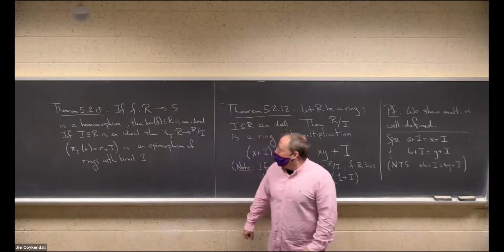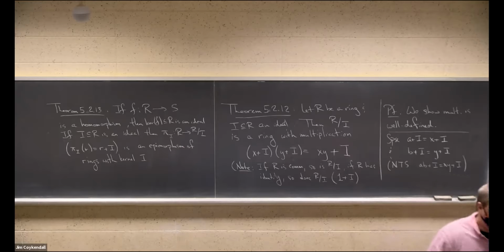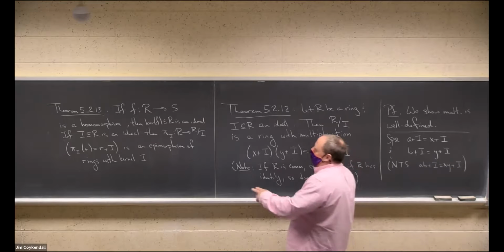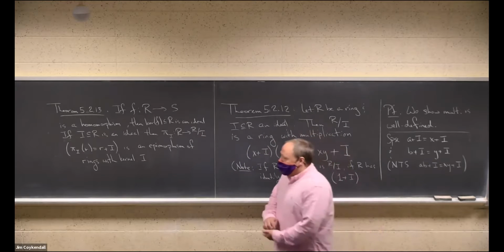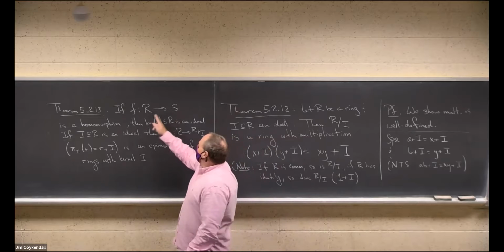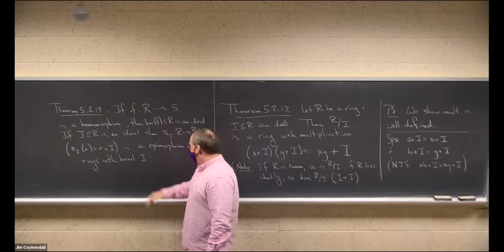So that is really just a reminder that the kernel of a homomorphism is an ideal. And when I have any homomorphism from R to S, then the kernel is an ideal, and if I have an ideal, then this homomorphism is actually an epimorphism of rings. So in other words, an onto ring homomorphism basically corresponds to modding out an ideal.